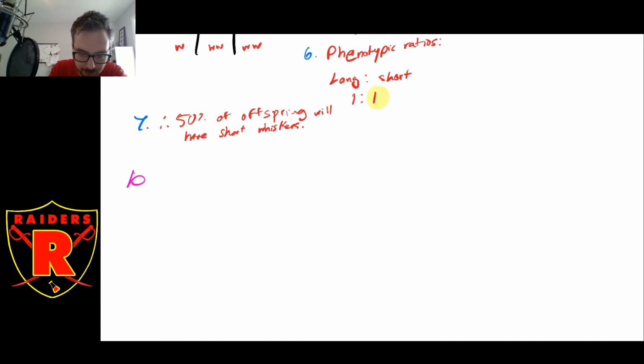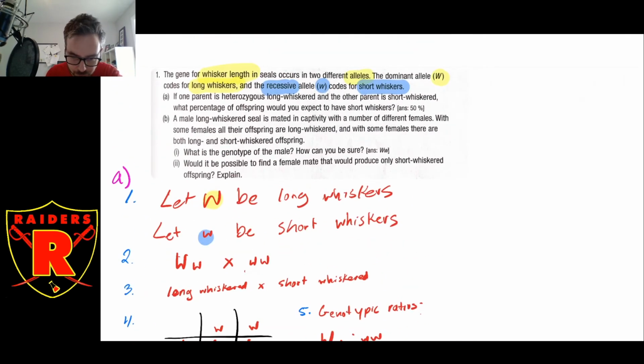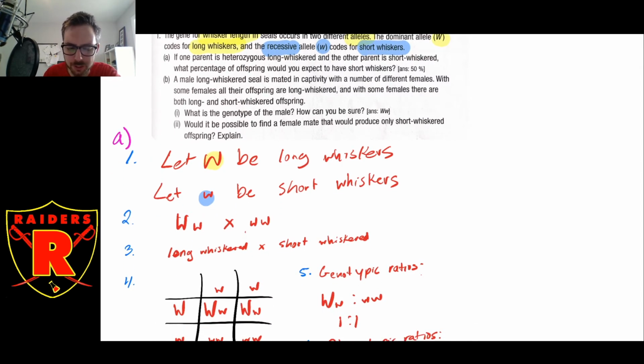Okay, so part B now is asking us what? It says a male long-whiskered seal. Oh, so I thought we were looking at cats for some reason. Seals. Sorry, these are seal whiskers. Whatever, it doesn't really make any difference. A long-whiskered seal is mated with a number of different females.